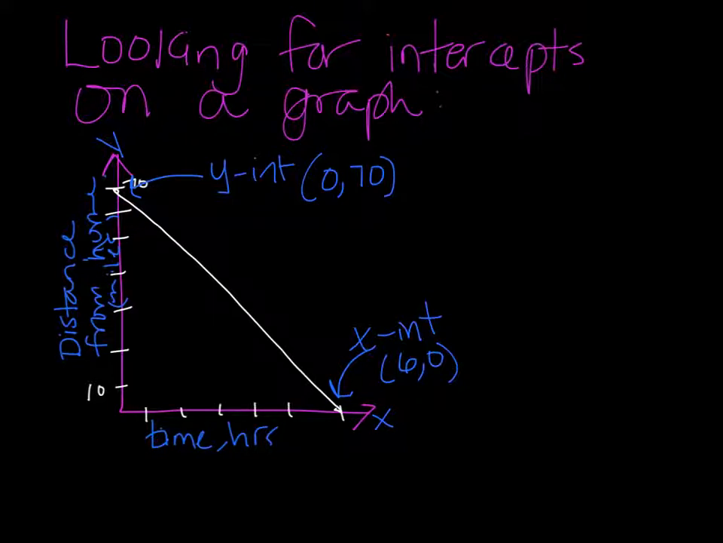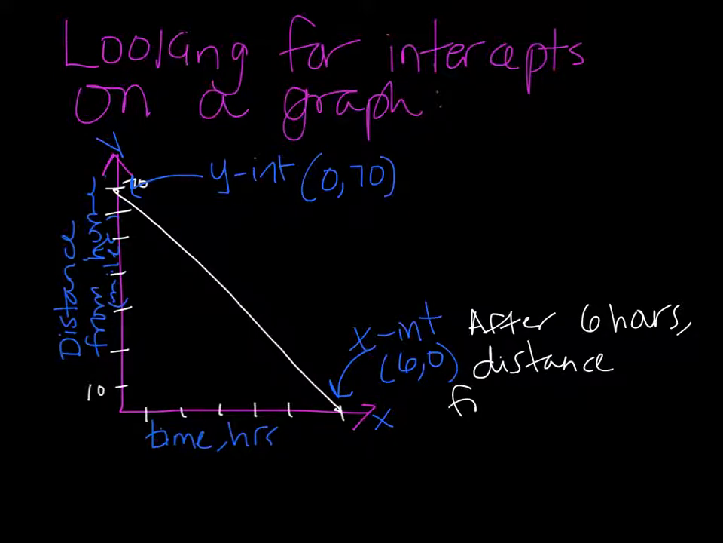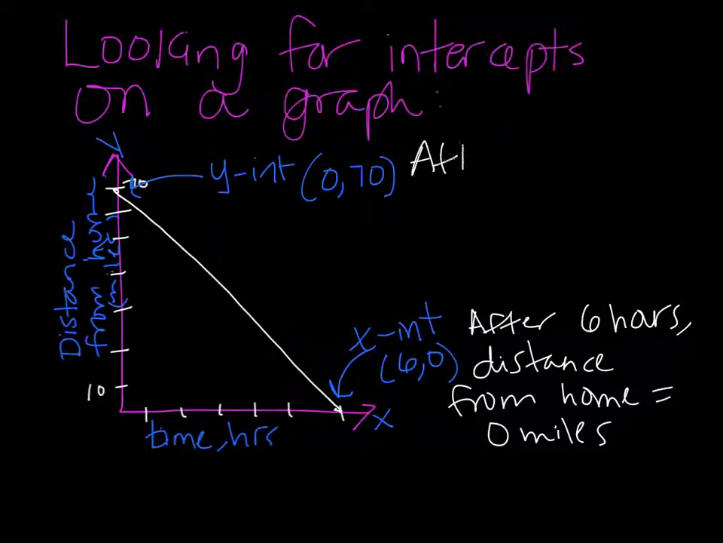So the meaning of these: for my x-intercept, this would mean that after 6 hours, and I could word this a couple ways, the distance from home is 0. Or you could really just say at that point you're home. After 6 hours, the distance from home equals 0 miles.